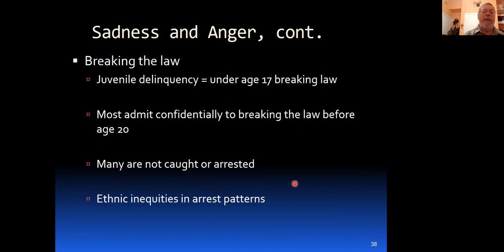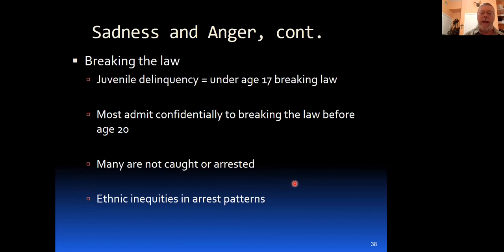So one of the ways of dealing with strong feelings of anger is to break the law, what we call juvenile delinquency, law-breaking behavior under age 17. Now, it is true that most people will admit confidentially that they broke the law in some way, shape, or form before age 20. But usually the things people have done were minor things, like maybe taking a pack of gum in the store, or drinking alcohol before they were of legal age, that sort of thing. So most of that law-breaking behavior tends to be minor stuff.